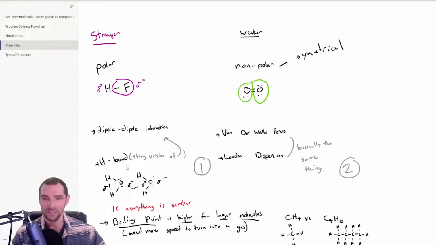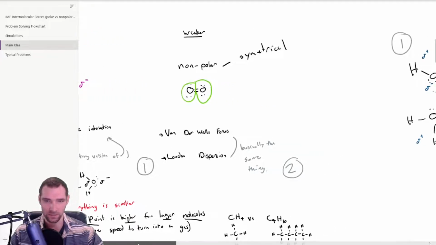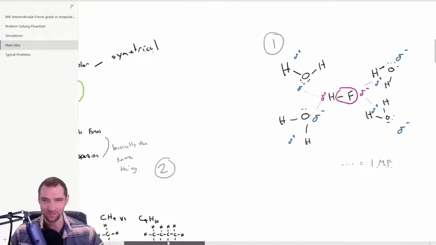So when you see van der Waals and London dispersion forces, big picture, they're the same thing. In reality, there's some slight differences, but big picture, these are nonpolar molecules and how they interact when we're talking about van der Waals and London dispersions. So if you see those names, that's nonpolar stuff.